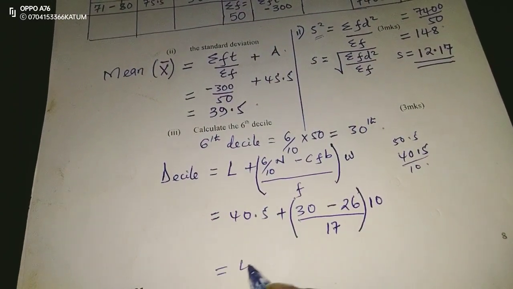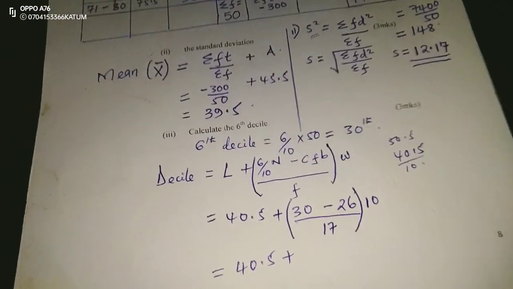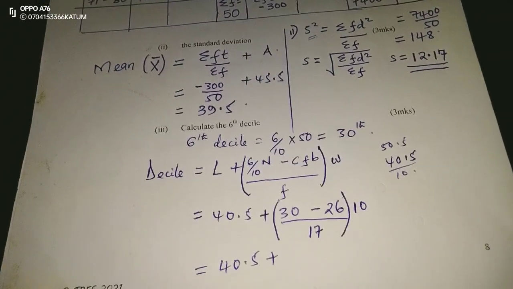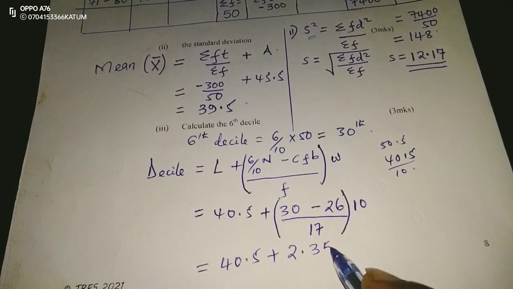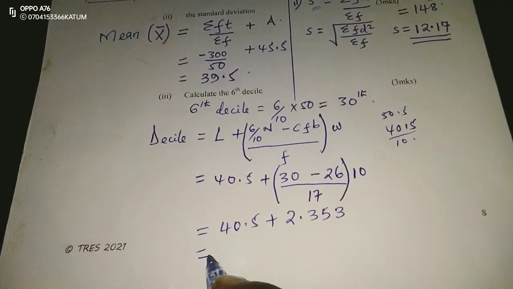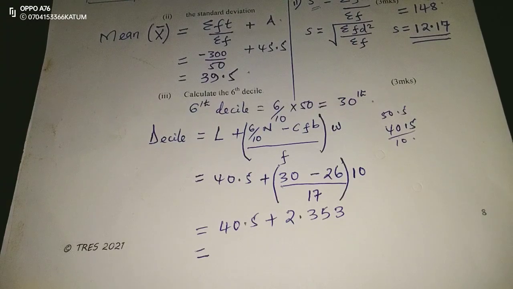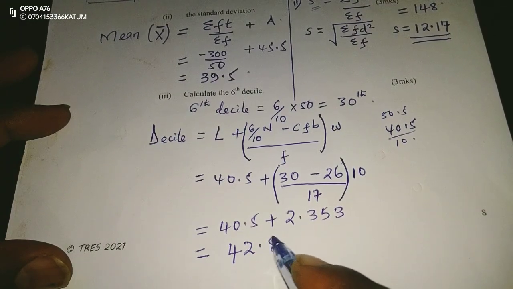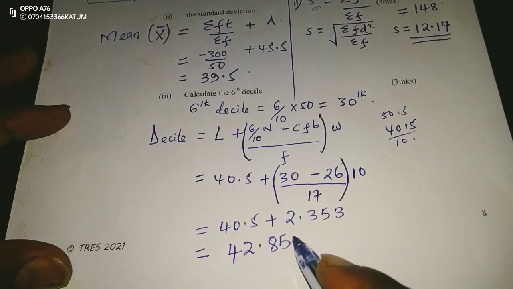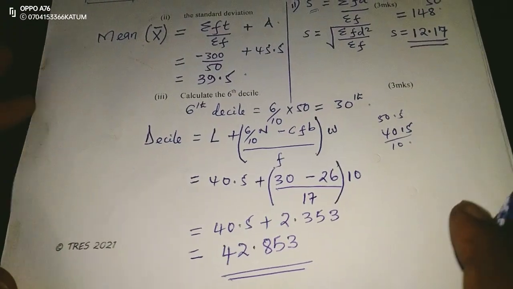So now we compute using a calculator. 40.5 plus 30 minus 26, then we divide by 17, then we multiply by 10. 2.353. Then now we add. We combine with 40.5. So we're getting the 6th decile is 42.853. This is the 6th decile for that data.